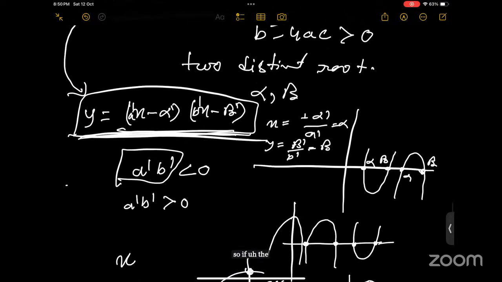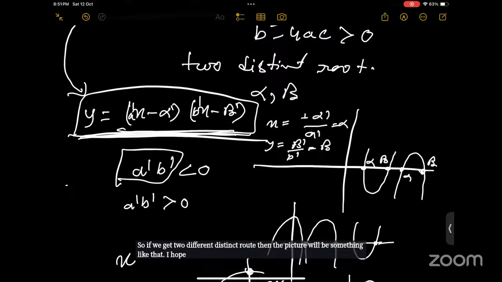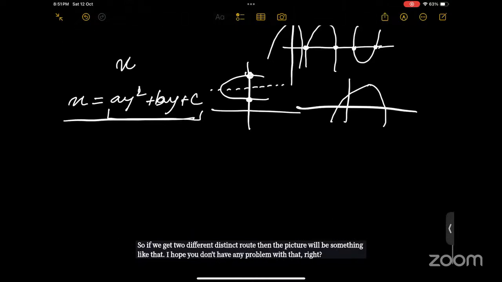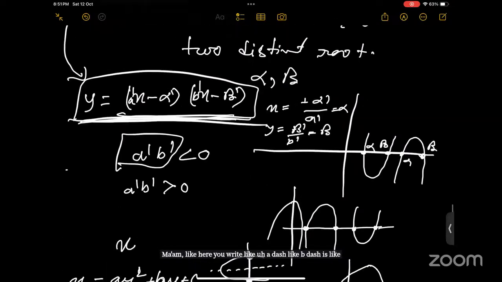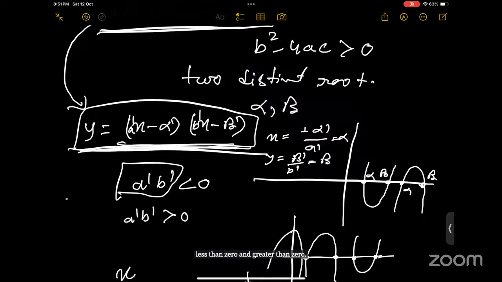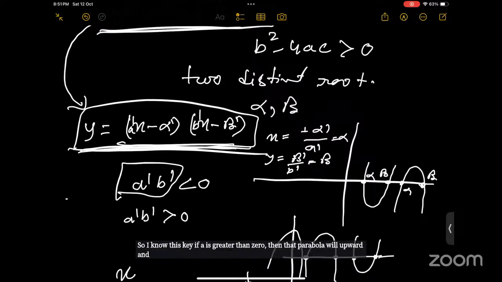If we get two distinct roots, then the picture will be something like that. I hope you don't have any problem with that, right? Ma'am, here you write a dash, b dash is less than 0 and greater than 0. Yes, I know that if a is greater than 0, then the parabola will open upward and it will have a minimum value.